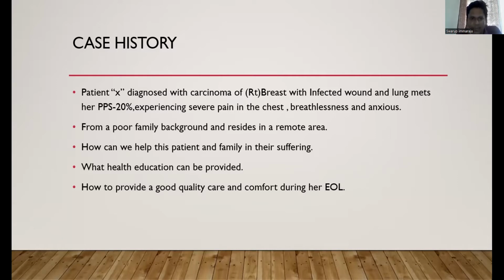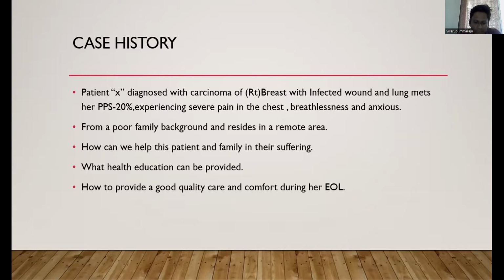The third point is, how can we help this patient and family in their suffering? For every patient, you should think about how you are going to help this patient. Start thinking about what your role is, and try to reflect the case to yourself. This reflection is nothing but that wherever there are faults or failures happening, you can easily modify or change such things.